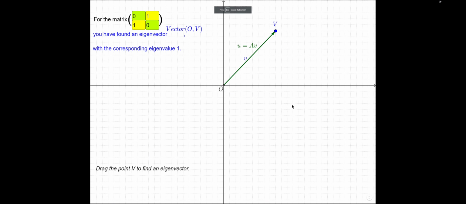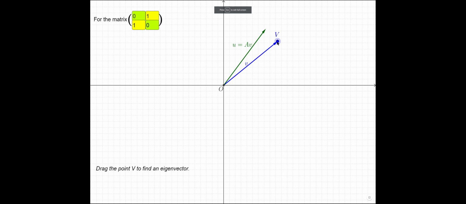But let's keep looking. We want to see in the software if we can find a next eigenvector. That's not going to be an eigenvector there, because the image AV is not the same as V.